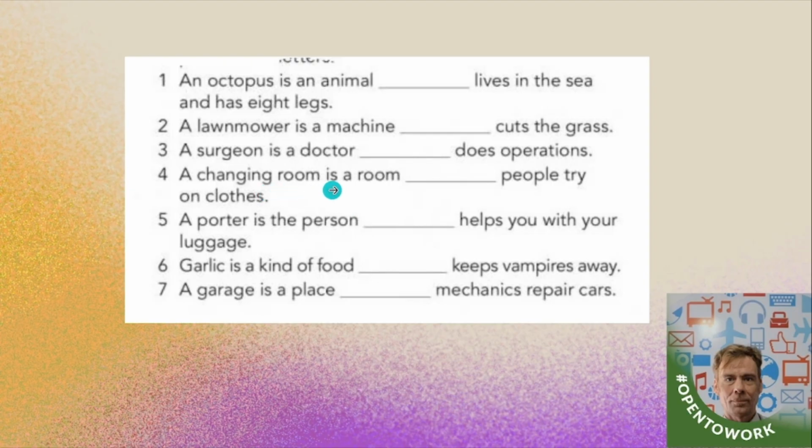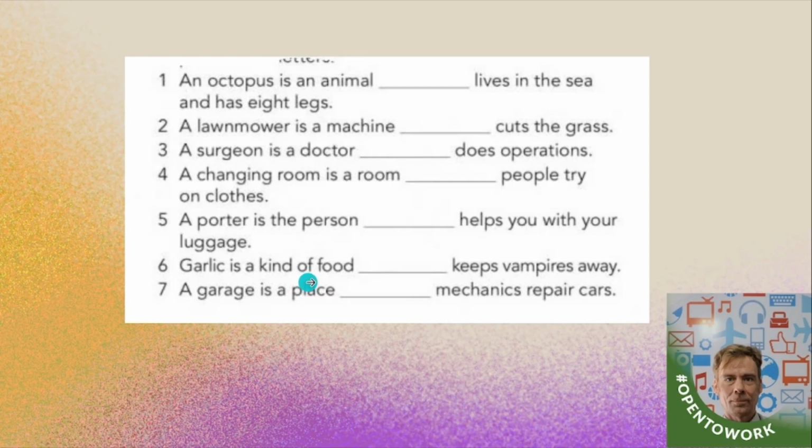A changing room is a room, blank, people try on clothes. A room is a place, and it is followed by a subject, so the pronoun is where. A changing room is a room where people try on clothes. A porter is the person, blank, helps you with your luggage. Okay, it's a person, so the pronoun is who.